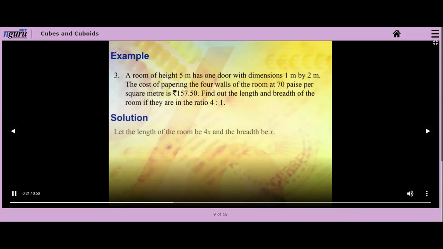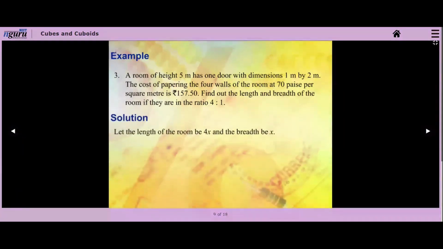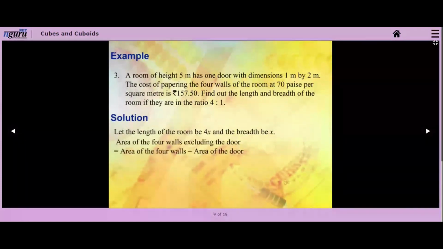The ratio is 4:1. Let the length of the room be 4x and the breadth be x. The area of the 4 walls excluding the door is equal to the area of the 4 walls minus the area of the door. Now, the area of the 4 walls is equal to 2H into L plus B, and the area of the door is equal to L into B. Substituting the values of L, B, and H, we get the area of the 4 walls excluding the door as 50x minus 2 square meters.